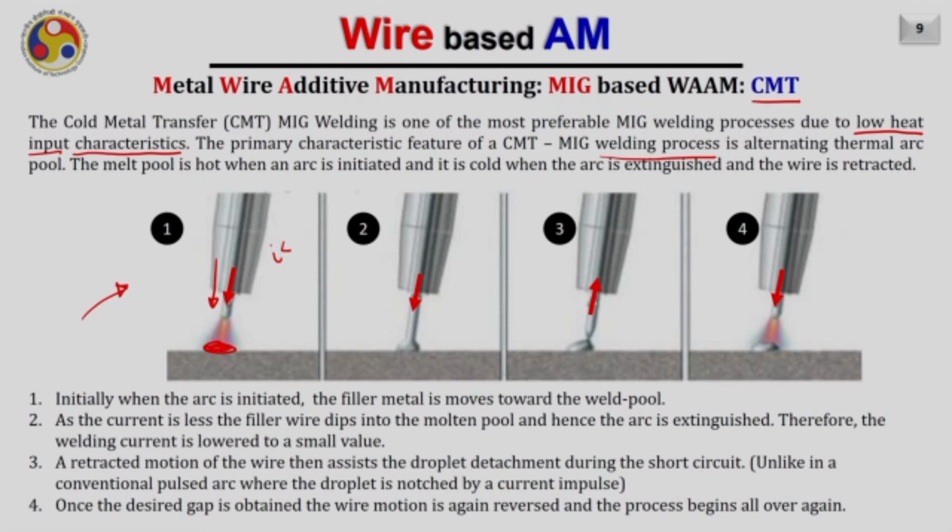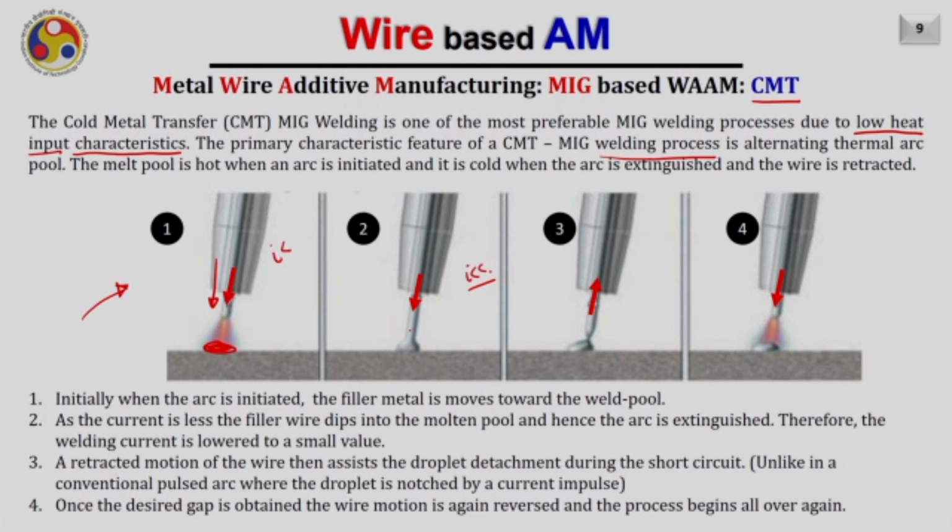Therefore, the welding current is lowest, to the smallest value in this case. So in this case the current is very low. Now, in the conventional process, to detach the wire from the substrate, we increase the current at this stage, and then the wire gets detached and leaves a droplet on the substrate.